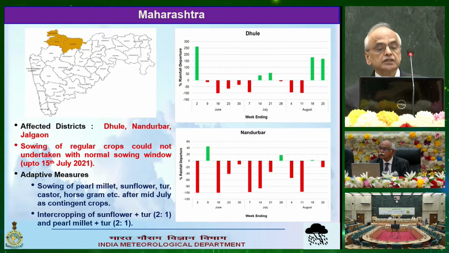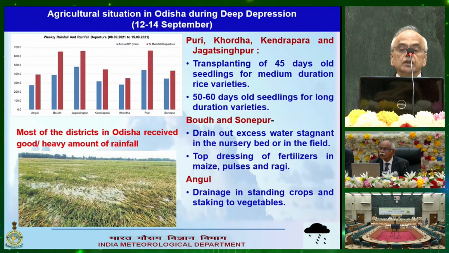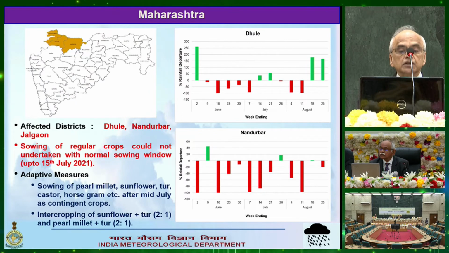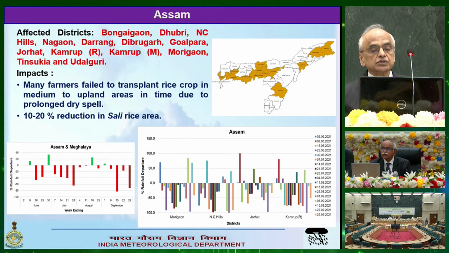In Maharashtra, next state that is stated here is Maharashtra, and here also you could see, in Maharashtra there are affected districts, there are Dhule, Nandurbar and Jalgaon. Sowing of regular crops could not be undertaken with normal sowing window. And there are adaptive measures that were taken. For example, instead of the regular crops, sowing of pearl millet, sunflower, castor and horse gram after mid-July as contingent crops. Intercropping of sunflower and pearl millet also. And again you could see the red bar that shows the lack of rain, and that is what has happened in Maharashtra also. And next state that was stated is Assam.